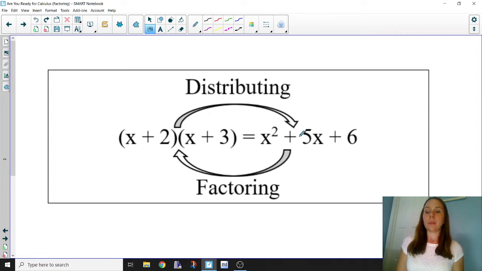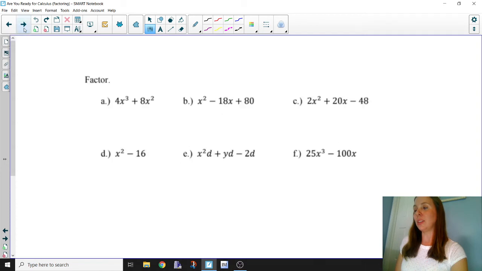Okay, but what we're going to mainly focus on here today in this video is doing the process backwards, meaning if I give you x squared plus 5x plus 6, could you tell me that the factors are x plus 2 and x plus 3? Okay, so let's just jump straight into some examples.